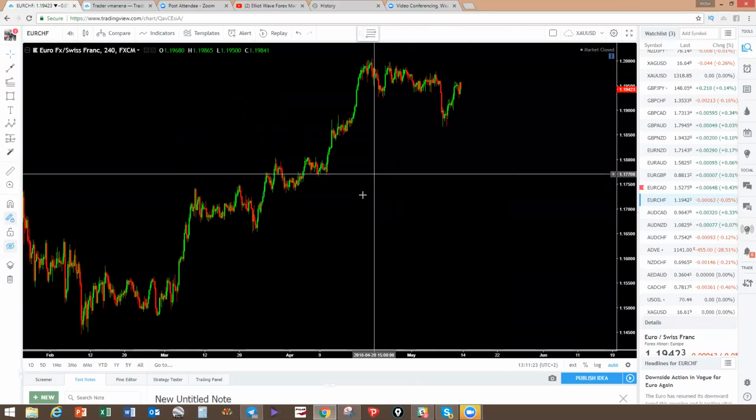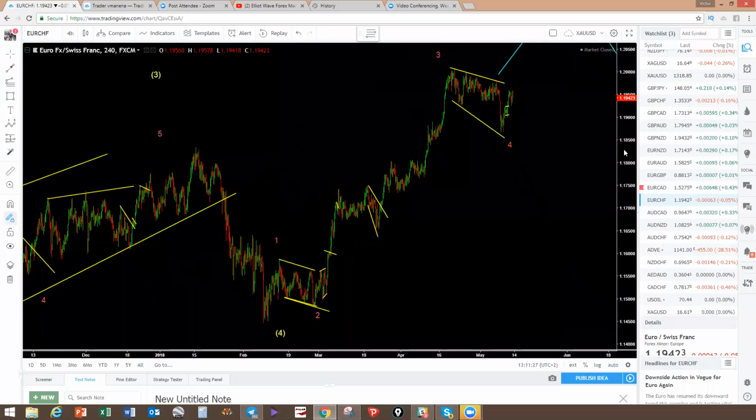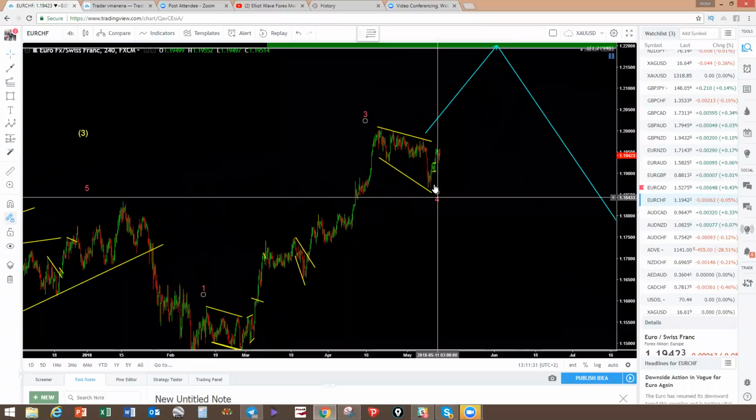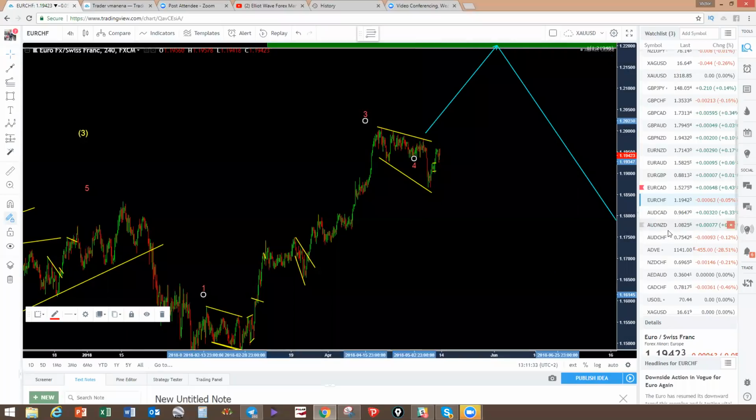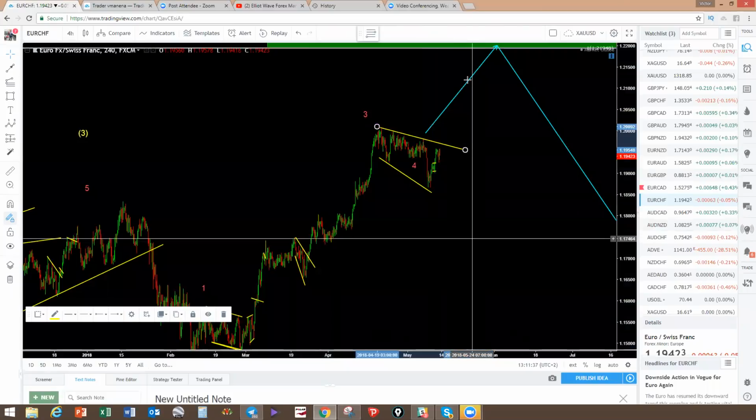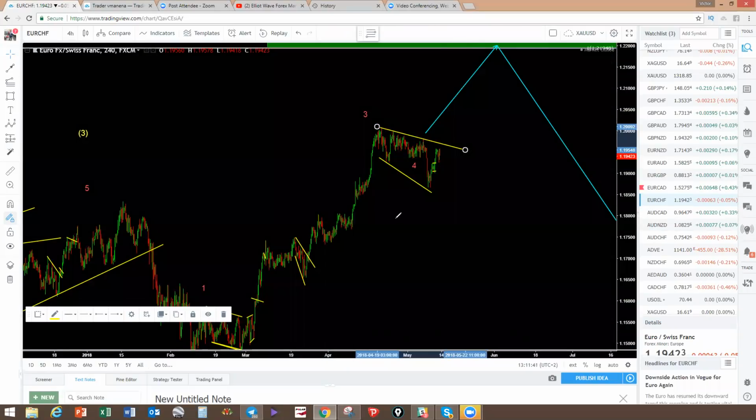EURCHF, very clear. Last week on EURCHF, I said we are building a wave 4. This was here last week. So this is why you only trade at the end of the correction. You wait for the correction to complete. So this is wave 4. Yes, we're looking at this as a wave 4.